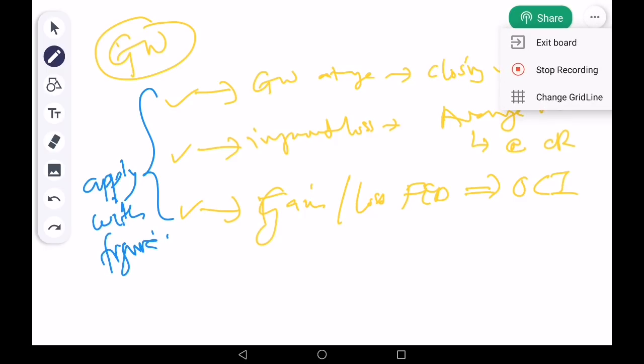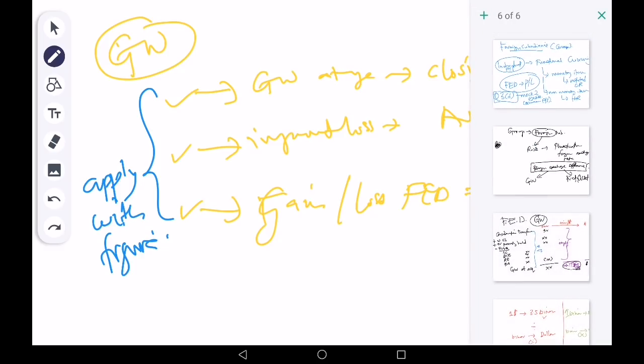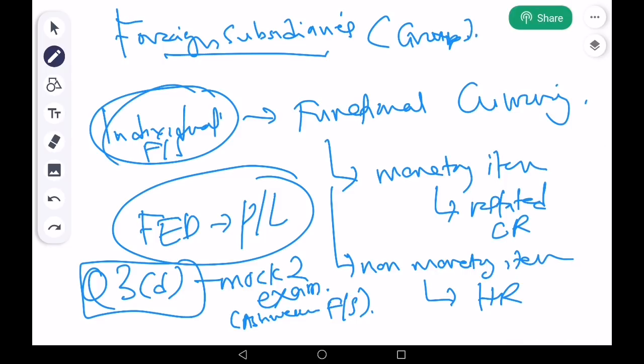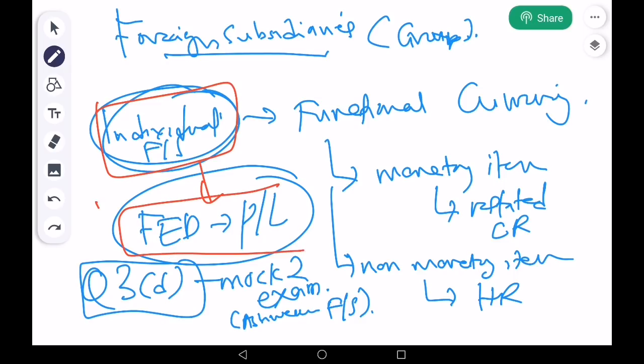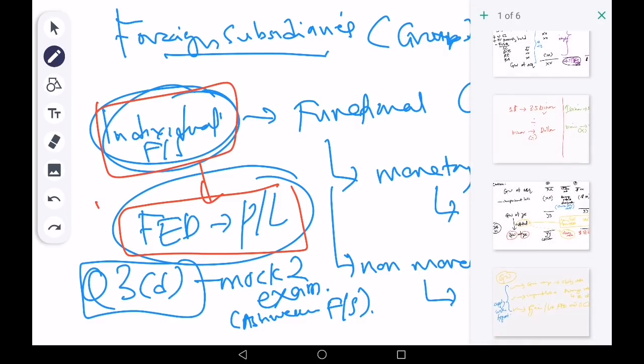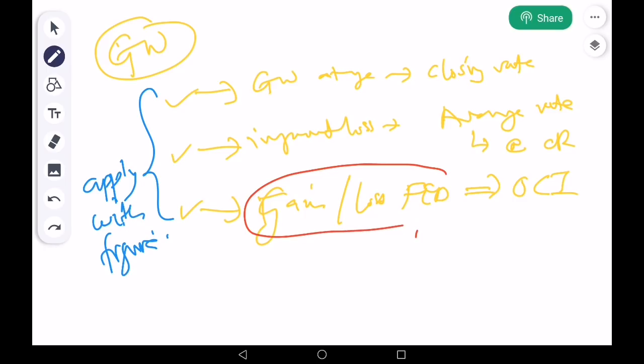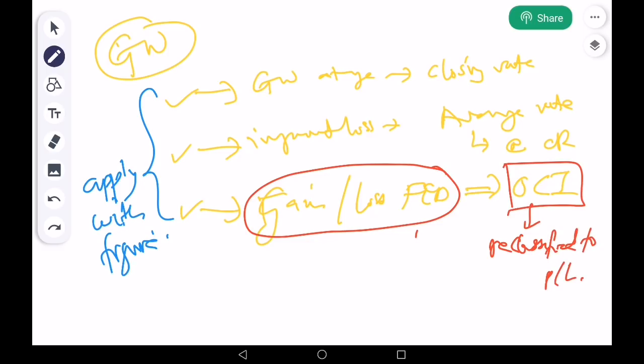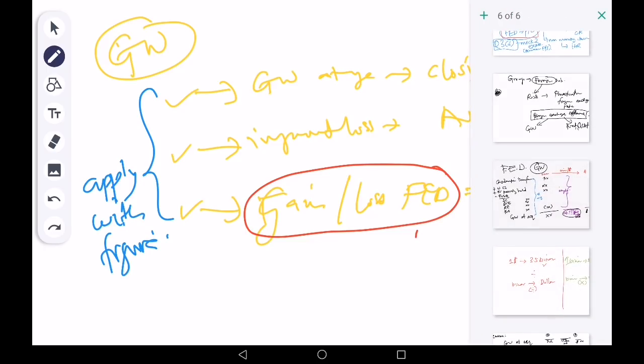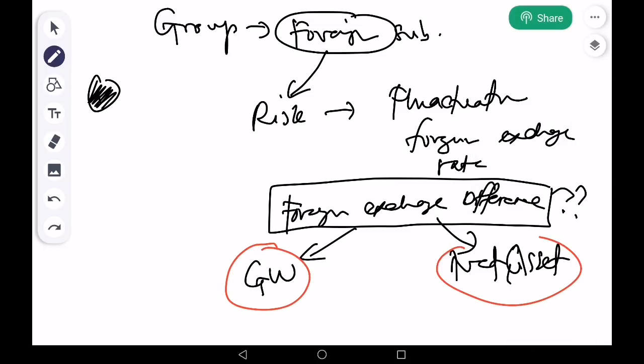I still remember the first slide that I teach you on this. Remember the difference when you can see now in the individual, your FED entered to P&L, but remember when it comes to group that I teach you today, your FED gain and loss will be entered into OCI, reclassified to P&L. So that is for goodwill. Remember, as mentioned just now, class, you got two, goodwill and net asset. I'm done to find what is the FED for goodwill.